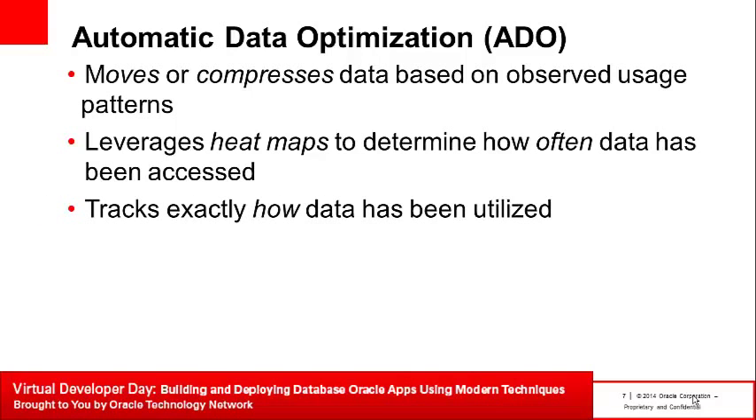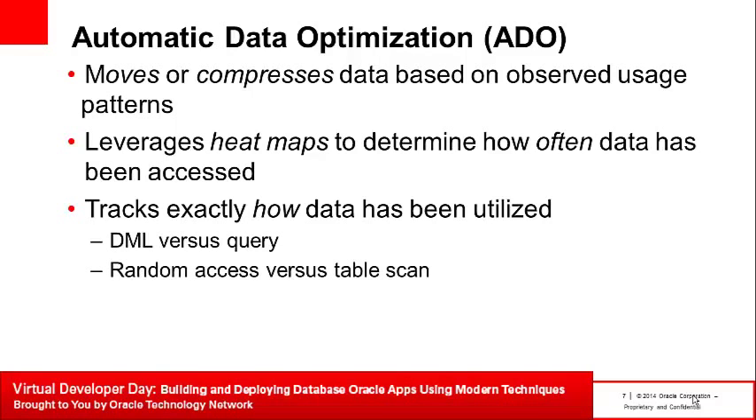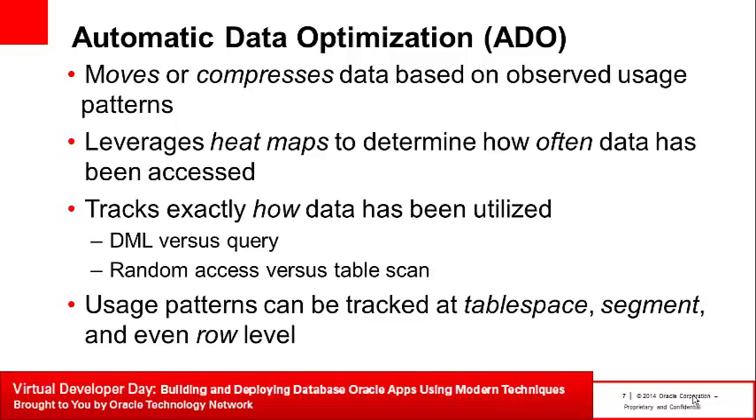Heat maps through ADO track exactly how data has been utilized. What do I mean by that? Well, I can tell you whether or not a particular segment, a particular tablespace, heck, even a particular database block is being used primarily by a query or primarily by DML. And I can tell you if it's being used for small reads and writes versus a full table scan. And we can track these usage patterns at the highest level, tablespace, segment level, and even at the row level. That's an incredible amount of power.